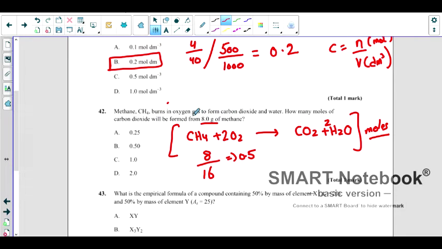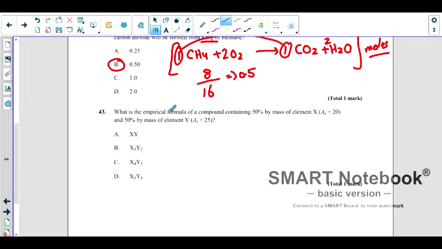How many moles of carbon dioxide do you want to find? So 1 mole is giving you 1 mole. So 0.5 will give you how much? 0.5, because the relationship is 1 mole gives you 1 mole. So 0.5 will give you 0.5. So the answer is B.